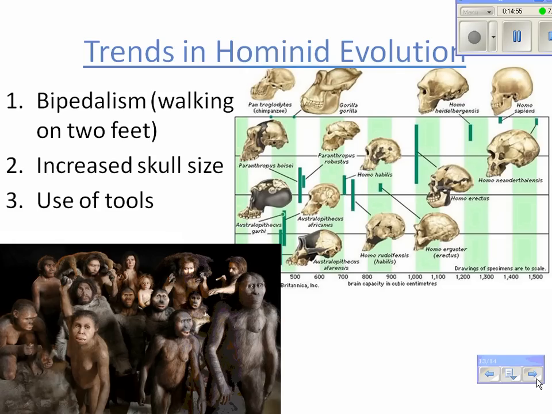So the last thing is trends in hominid evolution. Over time, the hominid family has changed to walking on two feet, which is called bipedalism. There has been an increase in skull size, probably because of an increase in brain size, and probably also because of that increase in brain size, you see a use of tools popping up later in the hominid family tree.